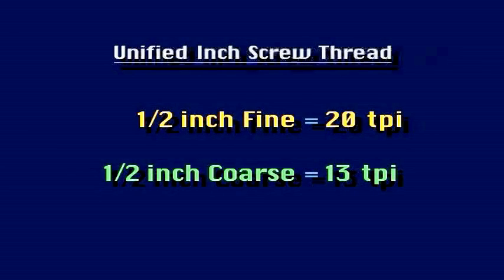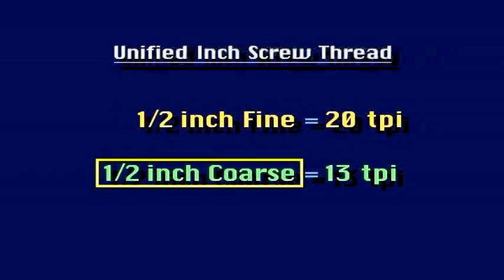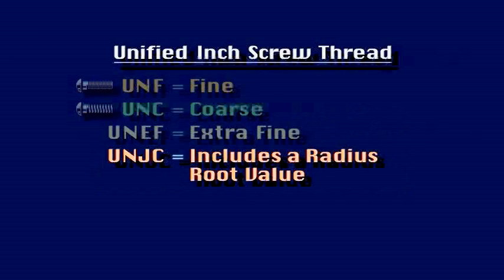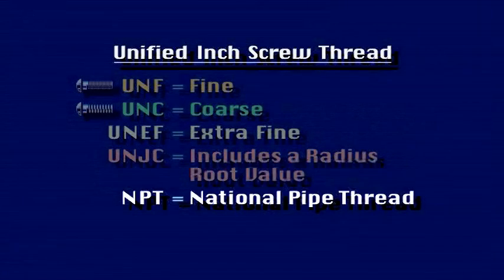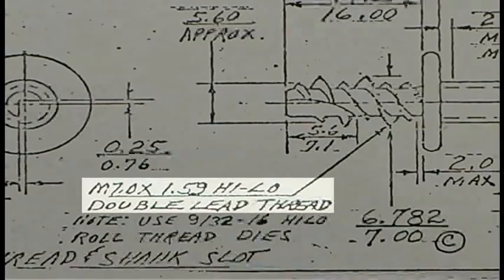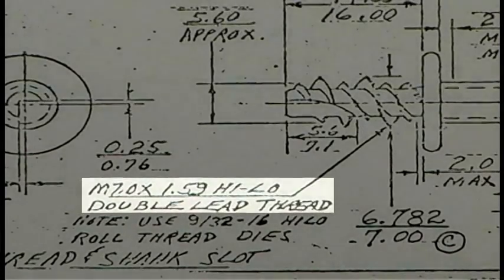For example, a half-inch diameter fine thread has 20 threads per inch, where a half-inch coarse has 13 threads per inch. There are other UN series designations, such as UNEF for extra fine, or UNJC, which specifies a radius for the root of the thread. Other thread designations exist, such as NPT for National Pipe Thread and ACME for ACME threads. If you are unsure of the thread specification called for on a print, contact your supervisor before making a measurement.